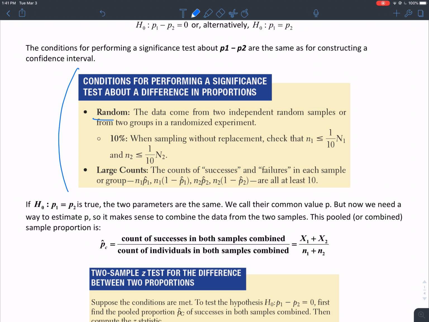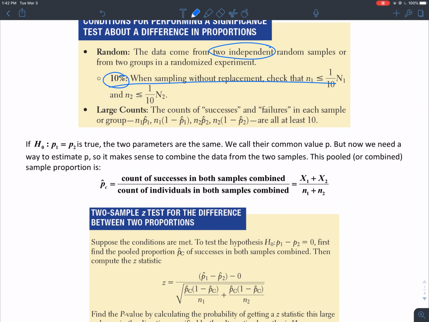Well, the random condition is similar to a confidence interval for a difference in proportions. The data come from 2 independent random samples or 2 groups in a randomized experiment. So 2 different groups that were randomly created through random assignment in an experiment. And then if I'm sampling, check the 10% condition. So 2 things going on: the samples are independent, and the 10% condition is met for each sample. And then large counts.